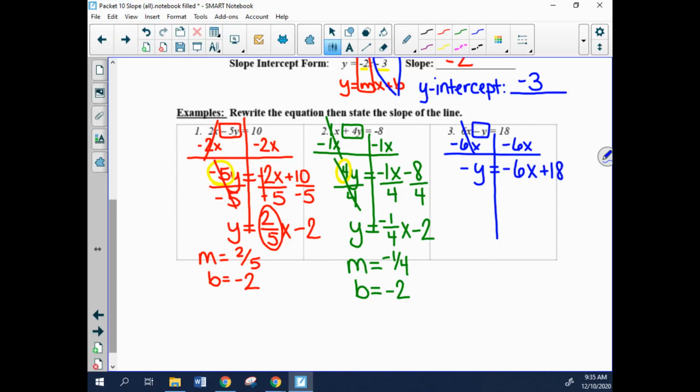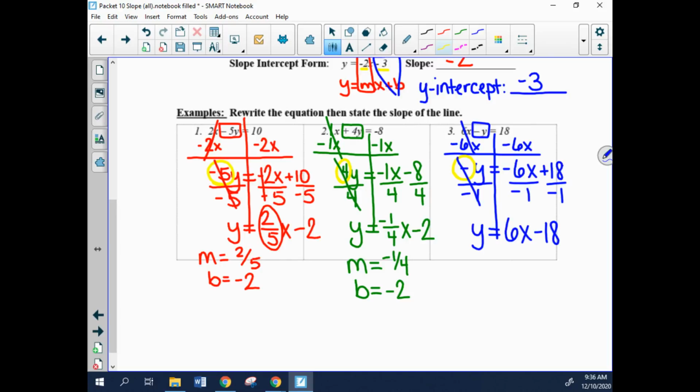From here, I've got to look at what the coefficient of the y is. What would you say my coefficient is? Right, it's a -1. So that means I'm going to divide all of my terms by -1. So really, all I'm doing is changing the sign. I can't have a -y, I have to have a +y. A -6 divided by a -1 is going to become a +6. X comes for the ride. A +18 becomes a -18.